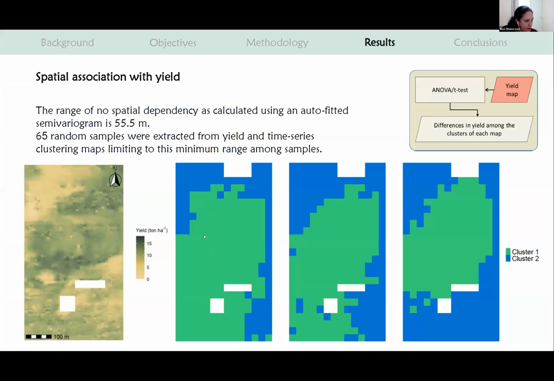But one of the assumptions of ANOVA or the t-test is that the observations are random, so we had to avoid spatial dependence. It doesn't really matter how, but we had to have some sort of distance between the observations. So we used a distance of 55 meters, and we ended up with 65 random samples.